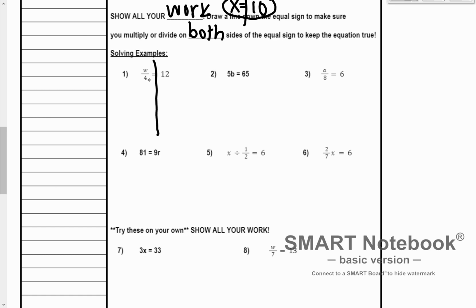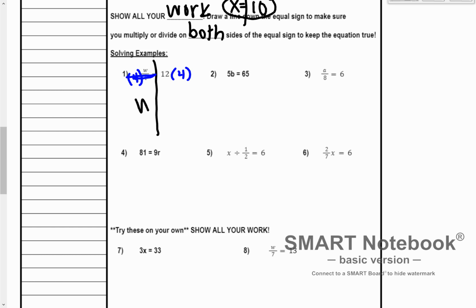W is being divided by 4. So what is the opposite of dividing by 4? Multiplying by 4. To show multiplication when we're solving equations, we use parentheses. Your 7th and 8th grade teachers are going to make you use parentheses to show multiplication. So we need to get in the hang of that now. Okay, dividing by 4, multiplying by 4, that's just 1. Cancels out. Because W divided by 1 is just W. So that's just canceling out.